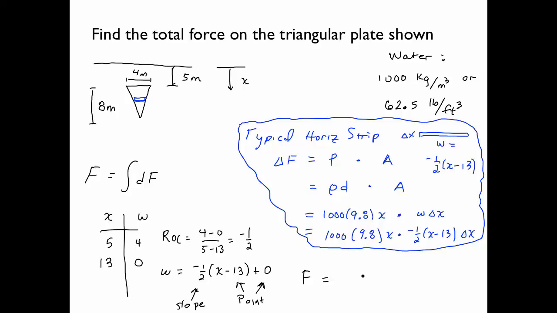So your area is just going to be that width in terms of x times a little change in x. That's your area. Your pressure is rho times depth. In this case, we're in metric, so we take the kilograms and multiply by the 9.8 to get newtons. So we have newtons per meter cubed times the depth, which gives us our pressure in newtons per meter squared, times the little strip of area. And then we're going to add them all up. From what to what? Starting at depth 5 to 13.